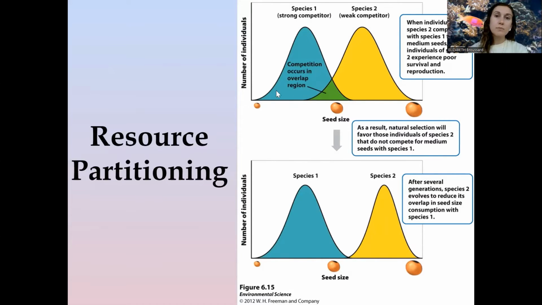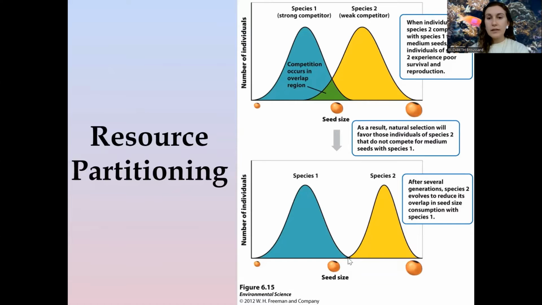While the blue one uses primarily small seeds, the yellow species eats primarily large seeds. There is kind of a middle ground. Think about the competitive exclusion principle: because both of them can eat these medium-sized seeds, only one of them is actually going to dominate over the other. Natural selection is going to favor the one that does better at gaining these seeds. And so we see in this one that species 1 was better able to outcompete species 2.